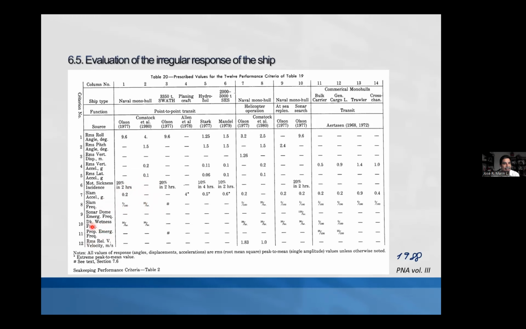For example, deck wetness frequency, okay? That means that, okay, so you have the bow of the ship moving like this, and you have the surface of the sea moving like that, right? If both move up or down, the distance between them doesn't change. But if one moves down, if the other moves up, there's going to be some relative motion.